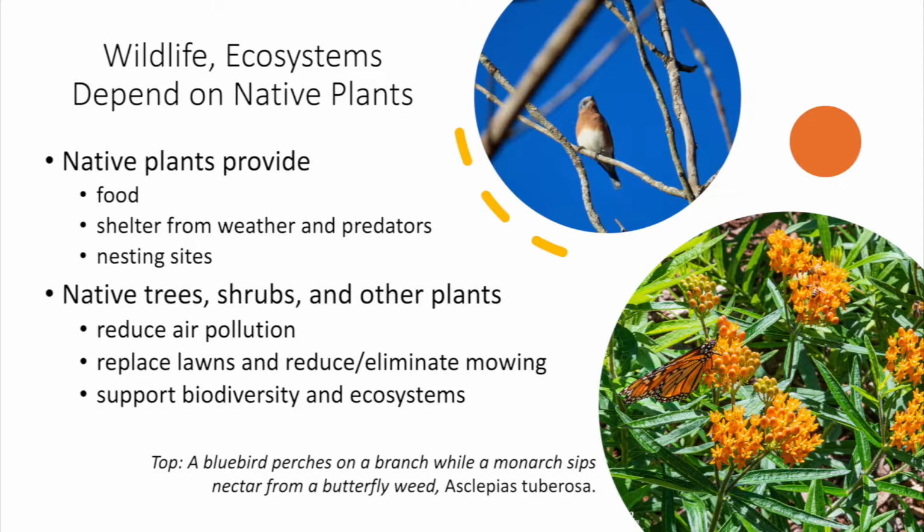Local wildlife is dependent on natives. In Maryland, there are 150 native butterflies, 400 native bees, and 450 species of birds have been sighted here. Over half of these have nested here.